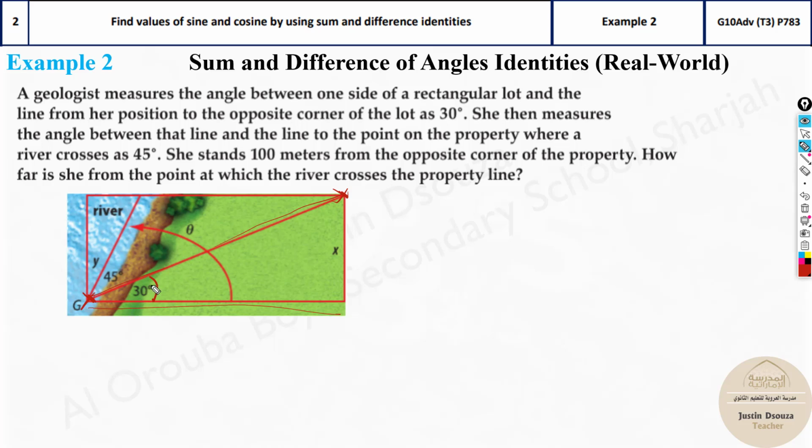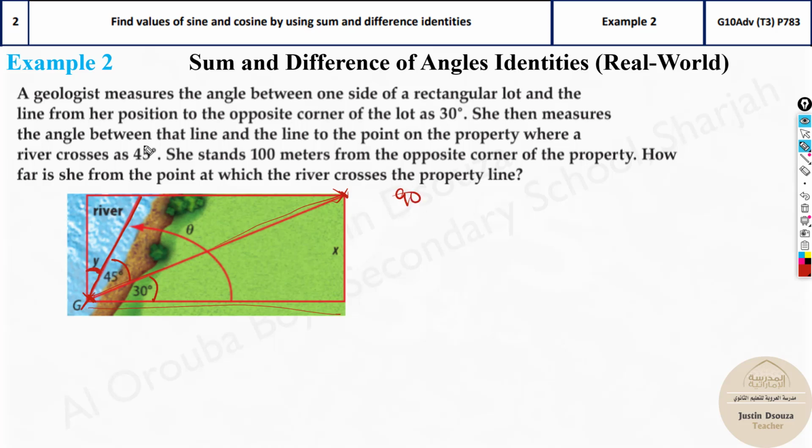It's mentioned here. And then she measures the angle between that line, which we just got, and the line to the point on the property where a river crosses, as 45 degrees. So from this line to another line where the property crosses the river, this one has 45 degrees. Okay. Now first let's find what this angle is from two knowns.